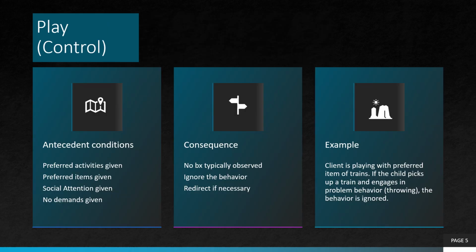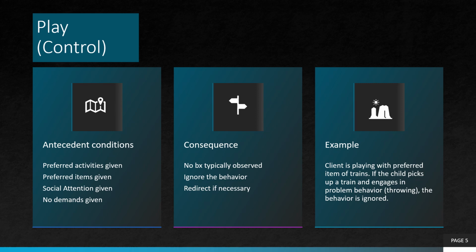The first is the play condition. This is the baseline or control condition against which all other conditions are measured. During this condition, the client is provided with access to all of their known preferred items and activities at once, and no demands or prompts are placed. There is usually very little motivation to engage in problem behavior, so no behaviors are typically observed. However, if the client demonstrates the problem behavior, the clinician should ignore the behavior and redirect only if necessary.